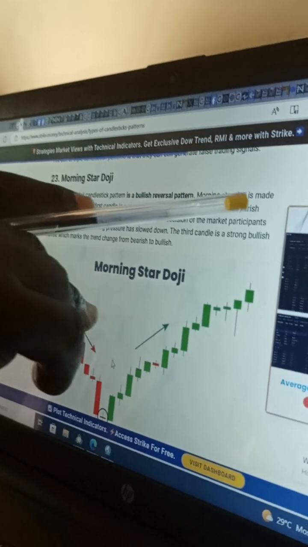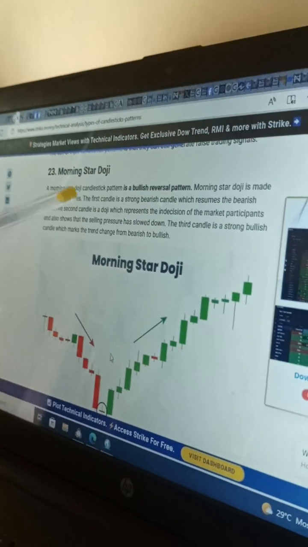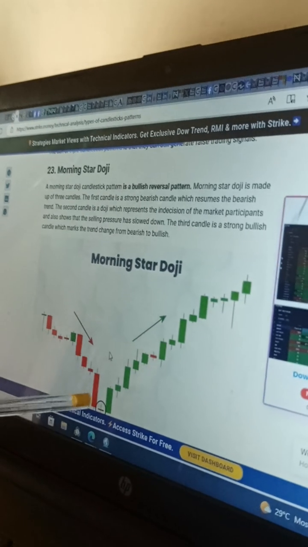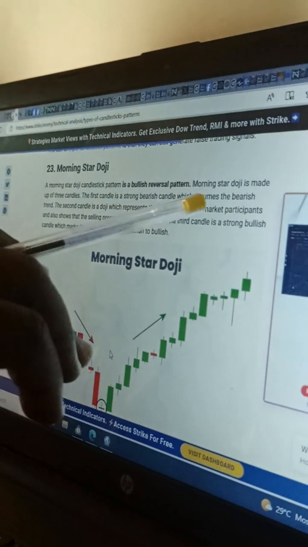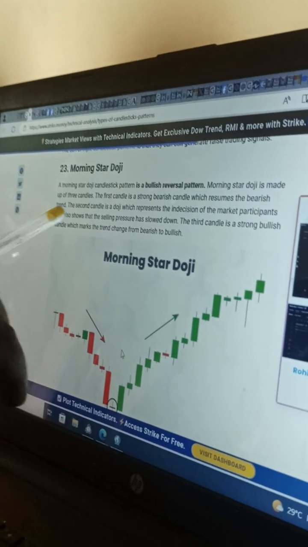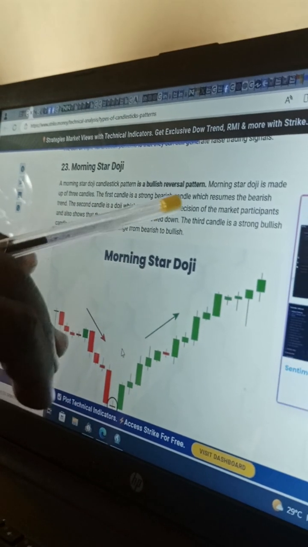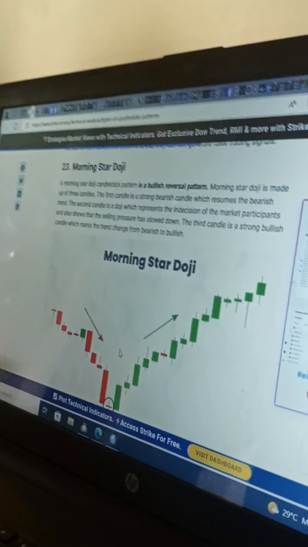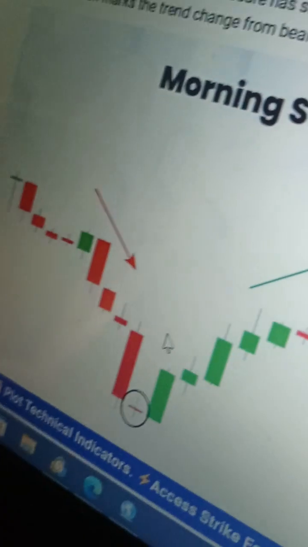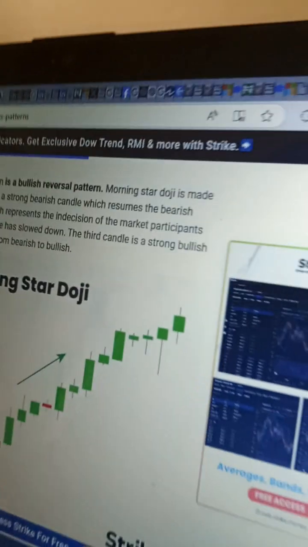Morning star doji is made up of three candles. The first candle is a strong bearish candle, you can see, which resumes the bearish trend. The second candle is a doji candlestick, you can see it, which represents indecision in the markets. I've explained indecision to you. They are neither going bullish nor bearish. Indecision in the markets. That's this doji candlestick.